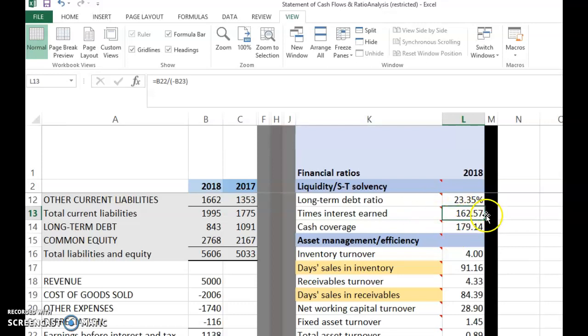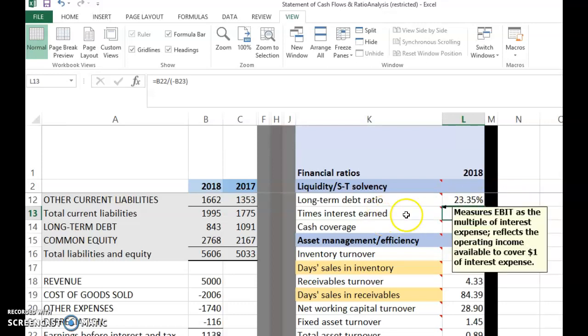So the higher this number, the greater the ability of the firm to service its interest, or pay the interest using the available income. Alright, so that's the measure of times interest earned. This is also known as the TIE ratio.